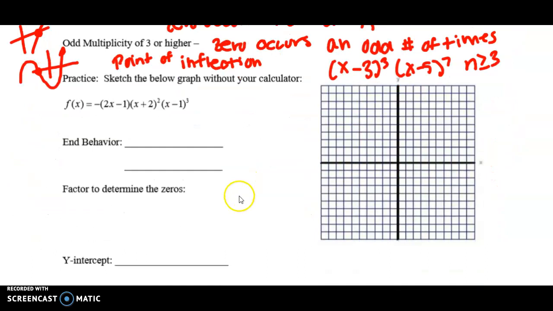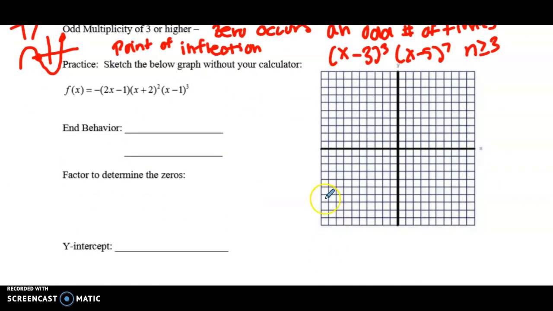Okay, so let's take a minute, and I would like you to try graphing this one on your own without a graphing calculator. And then once you're done, I want you to take a second and check your answer. All right, so let's take a minute and see what this graph is going to look like. Okay, so let's take a look at the end behavior.